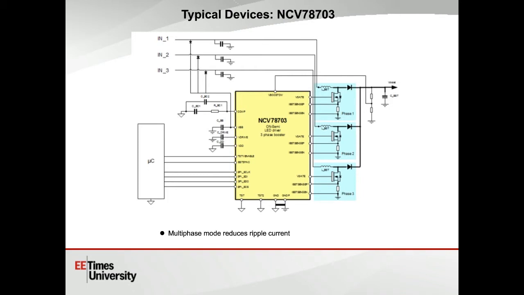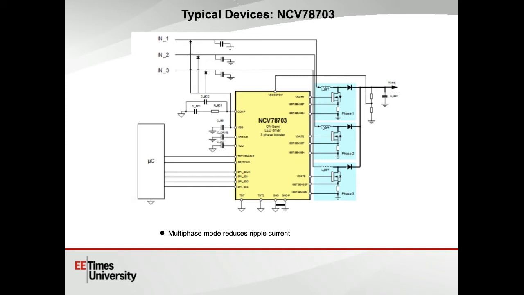Next device we'll look at is the NCV78703. This is also a device intended for front lighting applications, designed for high current LEDs, and this one has external power transistors to allow it to drive higher currents than if the transistors were internal to the device.